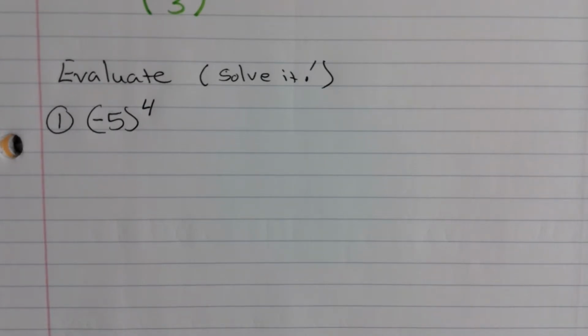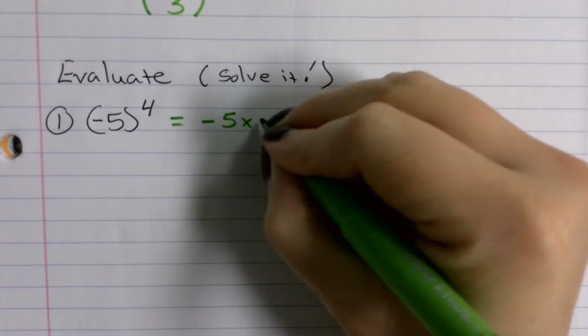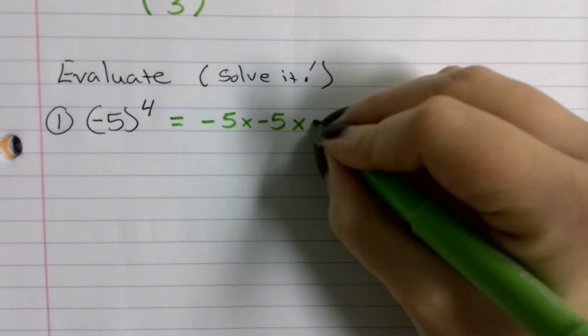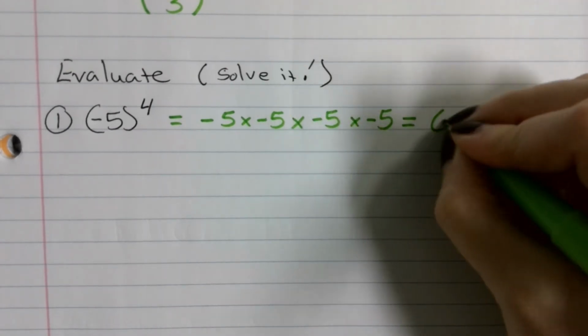Rashawn. Ethan. 625. Very good. So what you're doing here is you're multiplying -5 times -5, which is 25, times -5, which is -125, times another -5, which is a positive 625.